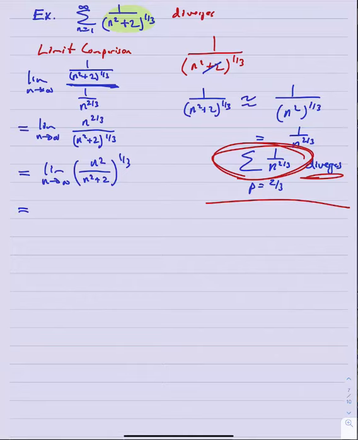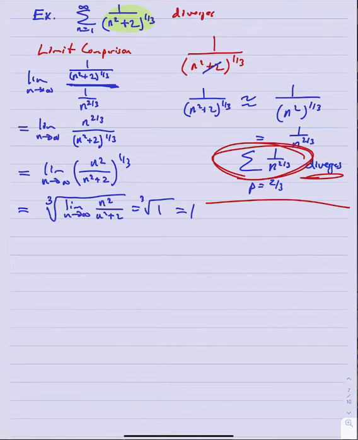Again, just being pedantic here, I know that that's the limit of something raised to the 1/3, which is the cube root function. I know that the cube root function is continuous at all positive numbers, which means I can take that cube root function outside the limit, which means the limit I'm really looking at is the limit of n squared over n squared plus 2, and I know that limit is 1.